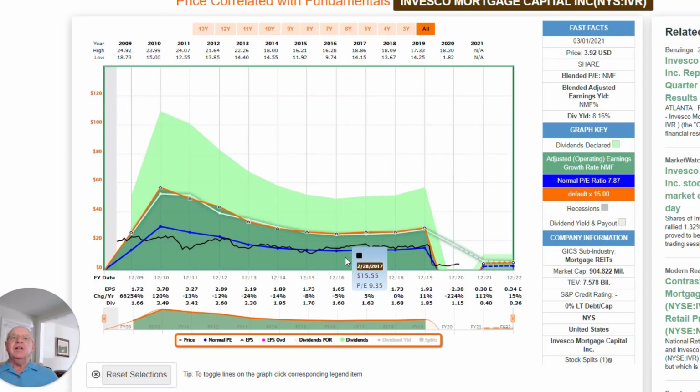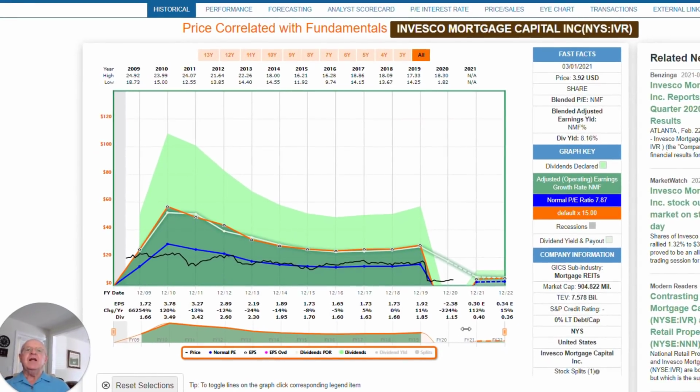And yet when I look at this, the dividend has been slashed greatly and is expected to be relatively low, even though the yield is 8%. These are not my cup of tea. I'm not really too crazy on mortgage REITs for the reasons I've just shown you here.